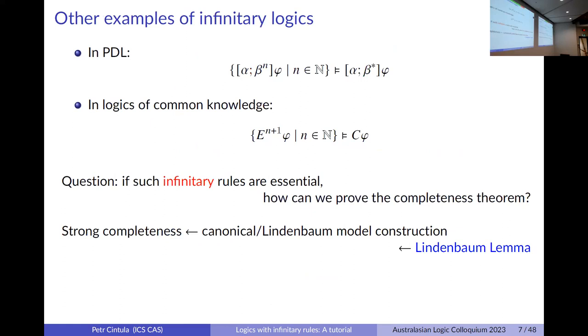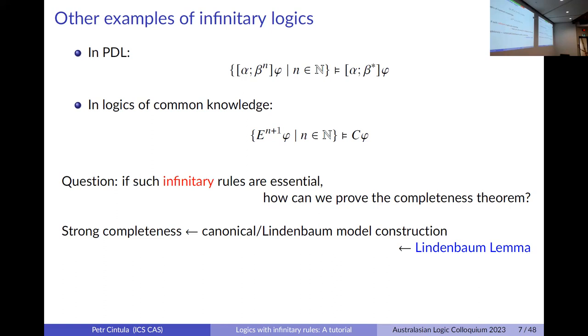Okay, just so you know that these things exist outside the Lukasiewicz logic and fuzzy logics or algebraic logic. There are examples of infinitarity in, say, propositional dynamic logic, when there is this definition of Kleene star as a repeated iteration, or in common knowledge: if everybody knows that everybody knows, and then everybody knows that everybody knows, then it's common knowledge. And yes, the infinitary rules are essential, usually in a non-classical setting.